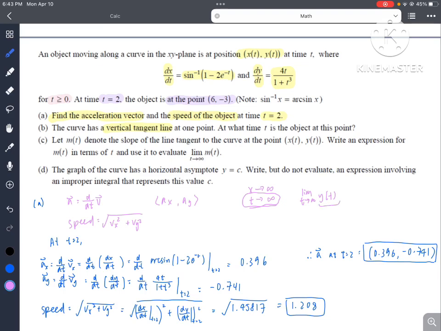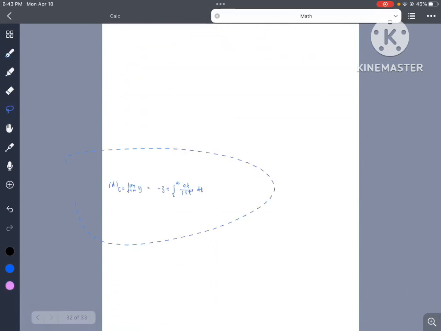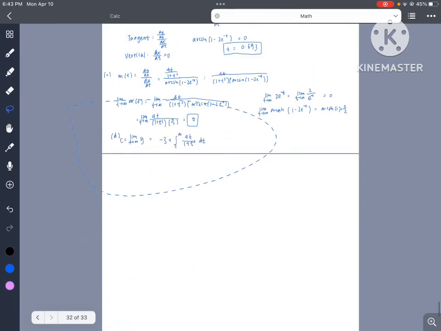And how can we find y of t? Well, we can just integrate this function. We don't know the initial conditions yet, but we find out that it's over here. The initial condition is -3 at t equals 2, and then we take the integral from 2 to infinity of dy over dt. So what does this look like? Well, it's pretty simple.